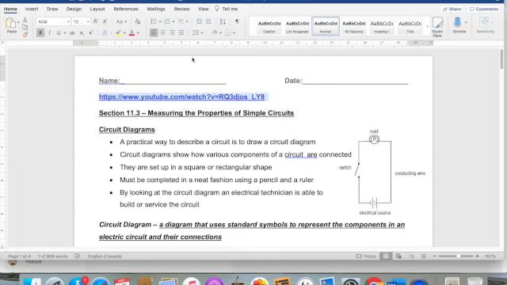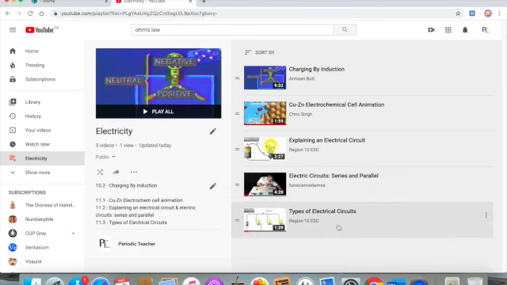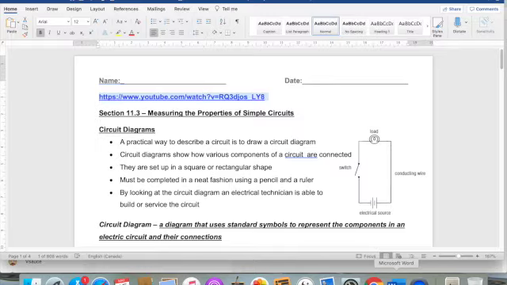Okay, here we are. One more lesson to go through, 11.3 this time, called Measuring the Properties of Simple Circuits. This YouTube link I've put in my electricity list down here, and with the little note in the description, you should be able to see which section of the textbook corresponds to each video. Make it nice and clear for you.